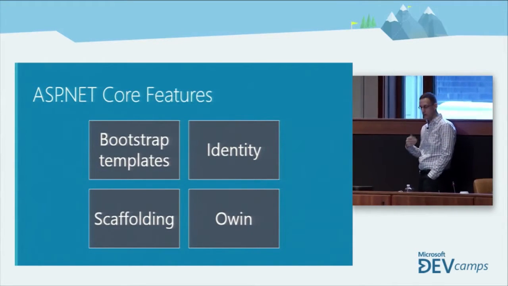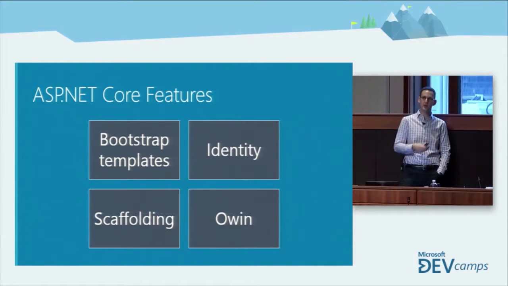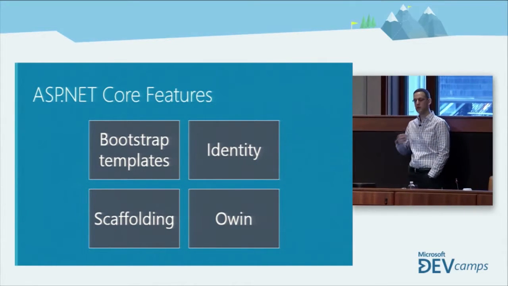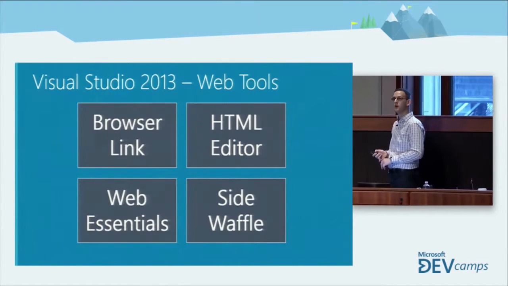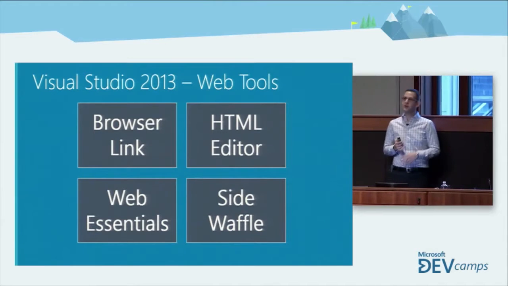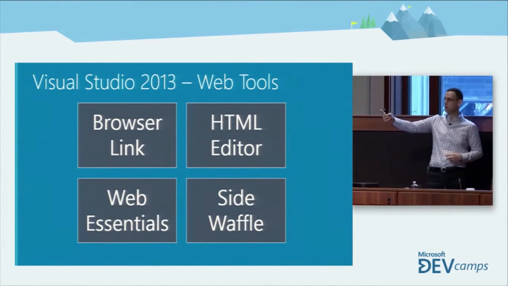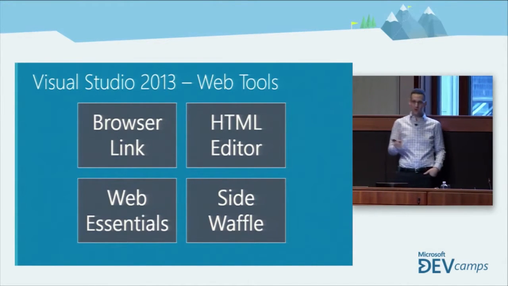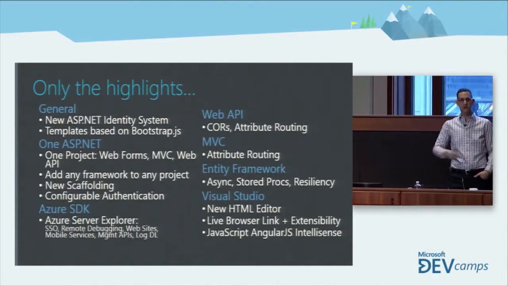At the core, some of the really important features that we've been highlighting today: Bootstrap, Identity, scaffolding, OWIN, and Project Katana, which is our implementation of OWIN. Definitely go check that out. We can do a whole series just on that alone. We talked about Browser Link, the HTML editor improvements, the Web Essentials plugin that does require Visual Studio Professional or higher, as well as SideWaffle. And these are just some of the highlights. There's a whole lot more.